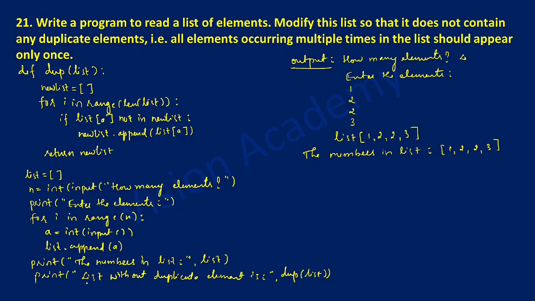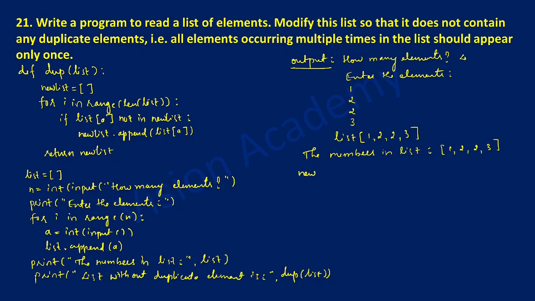The next statement is list without duplicate element is will be printed, and here there is a function call. As soon as the interpreter of Python encounters this particular function call, control directly jumps to the function definition, and it is going to create a new list which is empty.